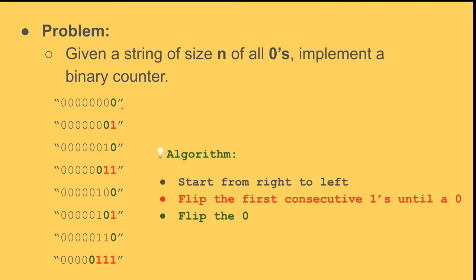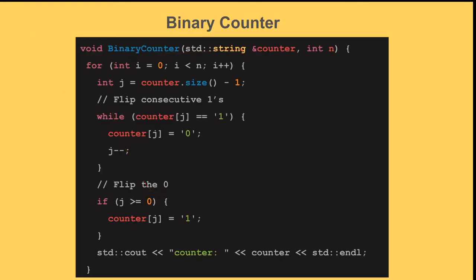So for example, here I don't see any consecutive ones, so I just flip 0 to 1. From 01 to 10, from 0 1 0. From here to here, I only see 1, 1. So based on this, I flip them to 0 and then flip the 0 after that. So 0 becomes 1. Now from this to this, there's no consecutive 1, so I just flip 0 to 1. From here to here, there are two consecutive ones. Based on this, I flip them to 0 and then flip 0 to 1 and so forth. This is the algorithm.